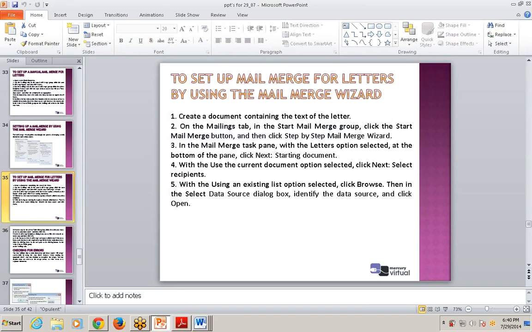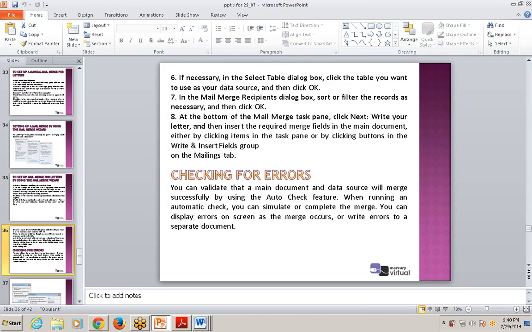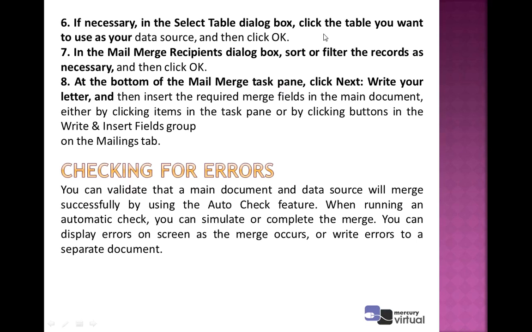So these are the steps available. In the mail merge task pane, with the letters option at the bottom of the pane, click starting document, which I told you. With the use the current document option, click on next, which I told you. With the using an existing list option selected, click browse, then select the data source dialog box, which I told you. Then if necessary, select the table dialog box and then click the table and so on. So these are the steps available to use for the mail merge operations.